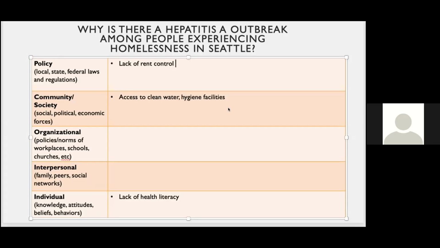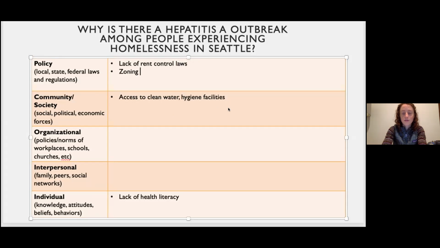Yes, lack of rent control laws. Yes, zoning laws that have also prevented affordable housing. Policy: a lot of resources were no longer available during lockdown. Yes, especially public bathrooms during the coronavirus pandemic.